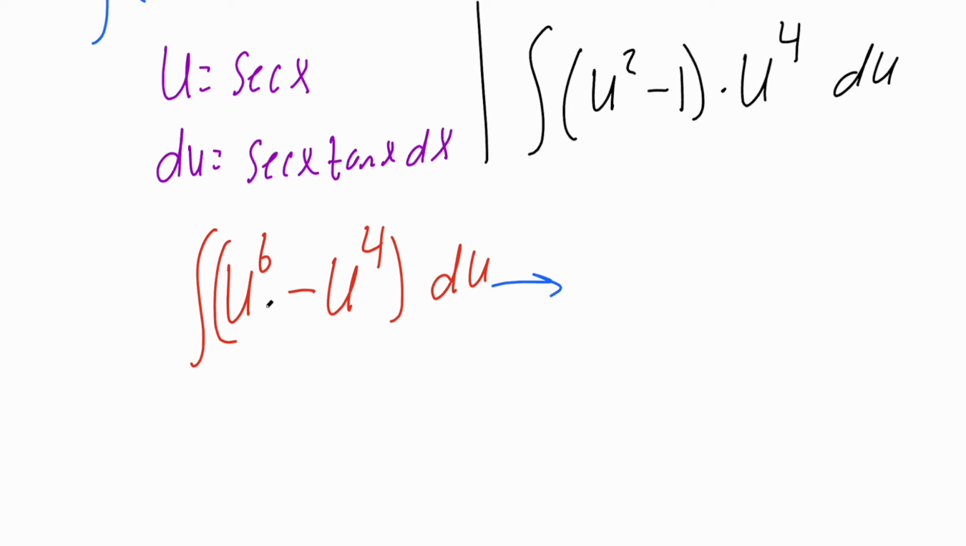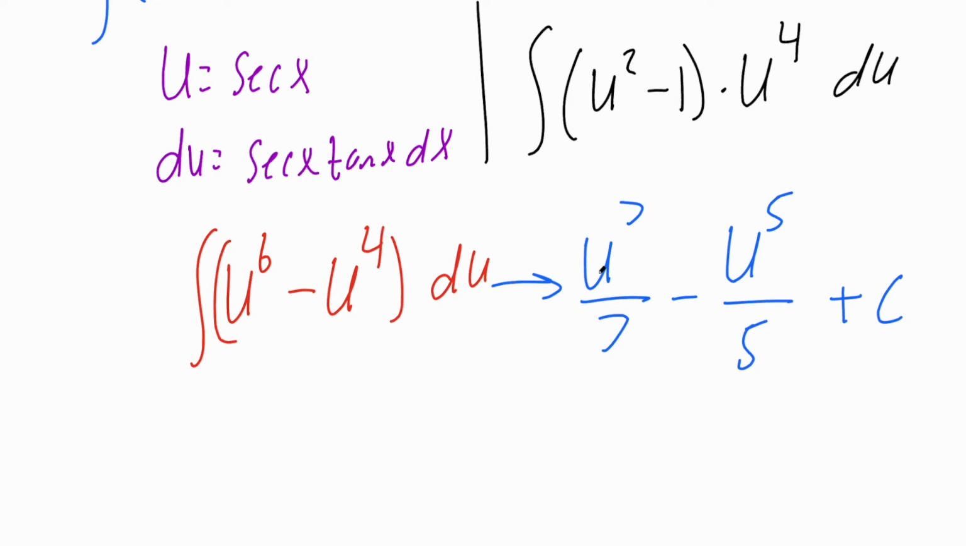Taking the integral of these two pieces is easy. We get u raised to 7 divided by 7. We add 1, which is 7, then we divide by 7, minus u raised to 5 divided by 5 plus c. And our very last step is replace u with what is u, and u is secant x.